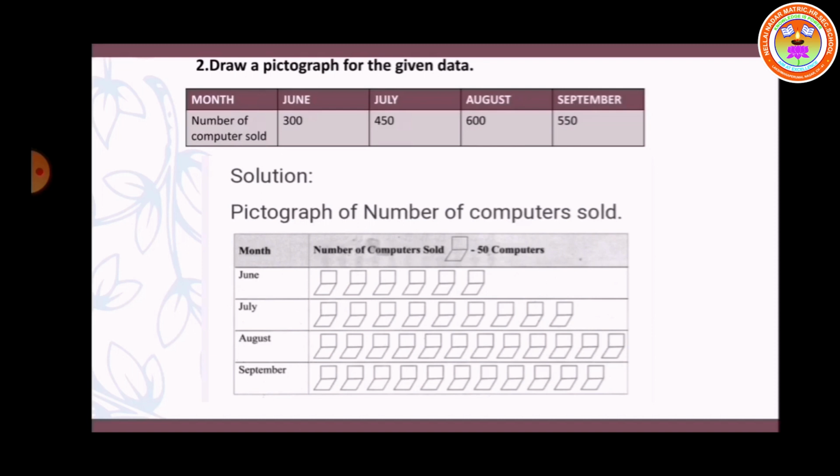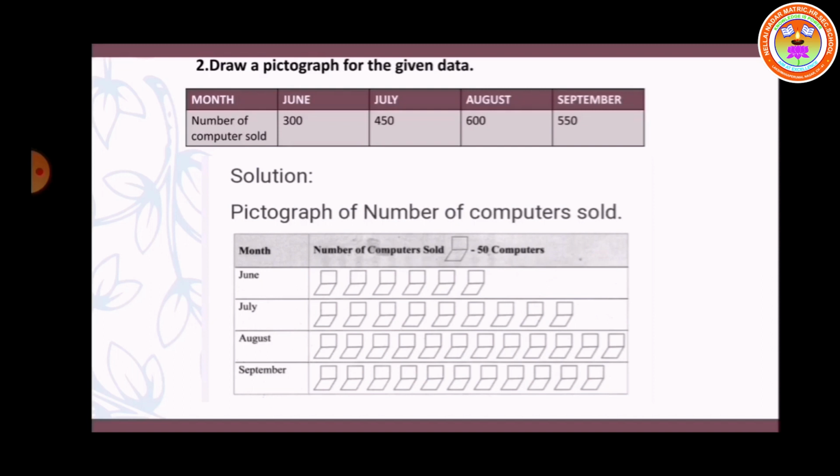Write the solution. Pictograph of number of computers sold. First arrange the months June, July, August, September. Here in this picture, one computer represents 50 computers. In June, how many computers have been sold? Yes, 300. So 300 divided by 50, the answer is 6. So you have to draw 6 computers.